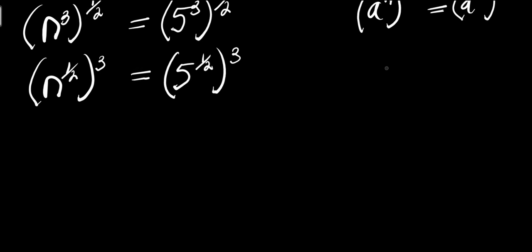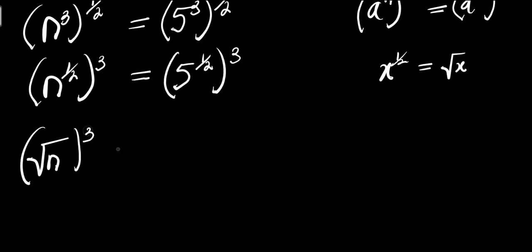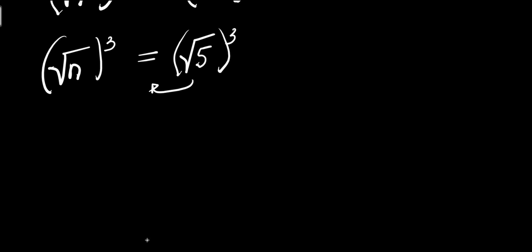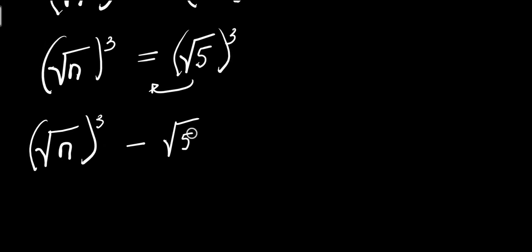Remember also, x to the power 1 over 2 is the same thing as square root of x. So we have square root of n raised to the power of 3 equals square root of 5 raised to the power of 3. We move this over here. So we have square root of n raised to the power of 3 minus square root of 5 raised to the power of 3, and this equals 0.